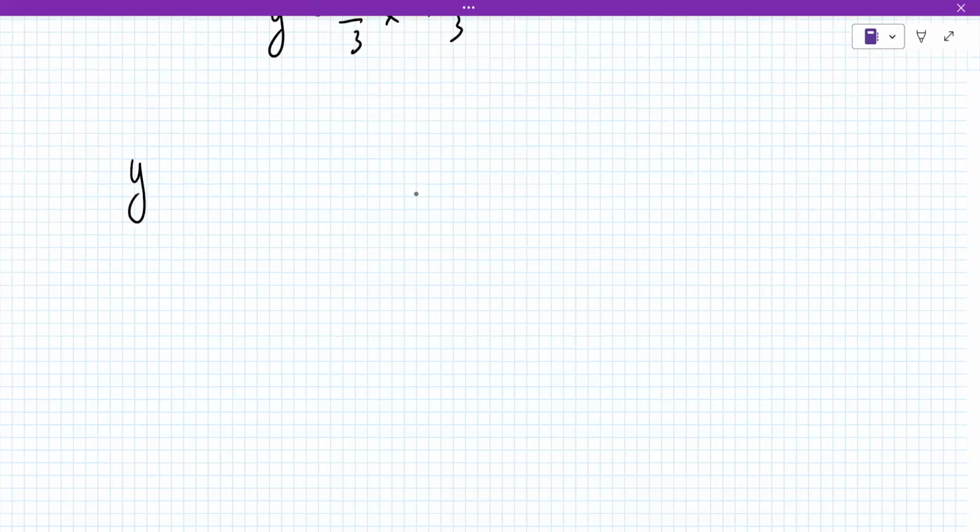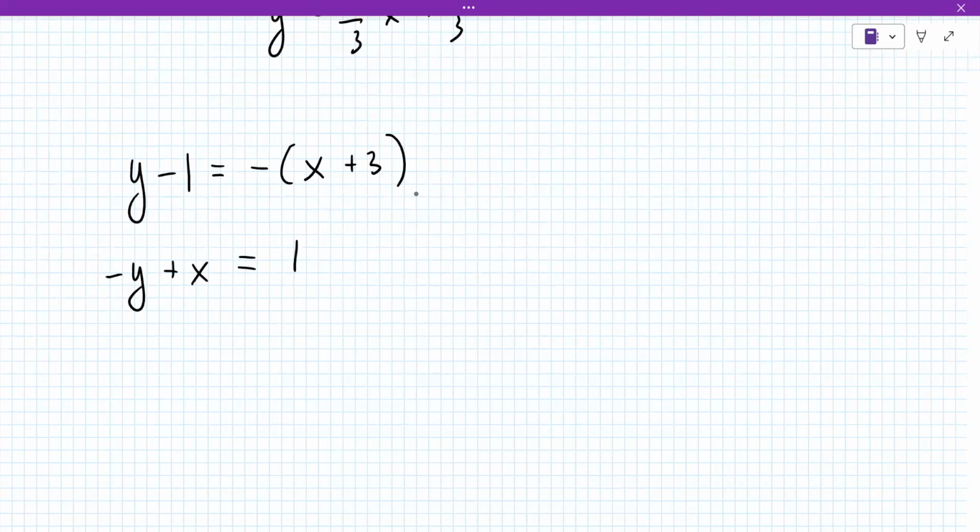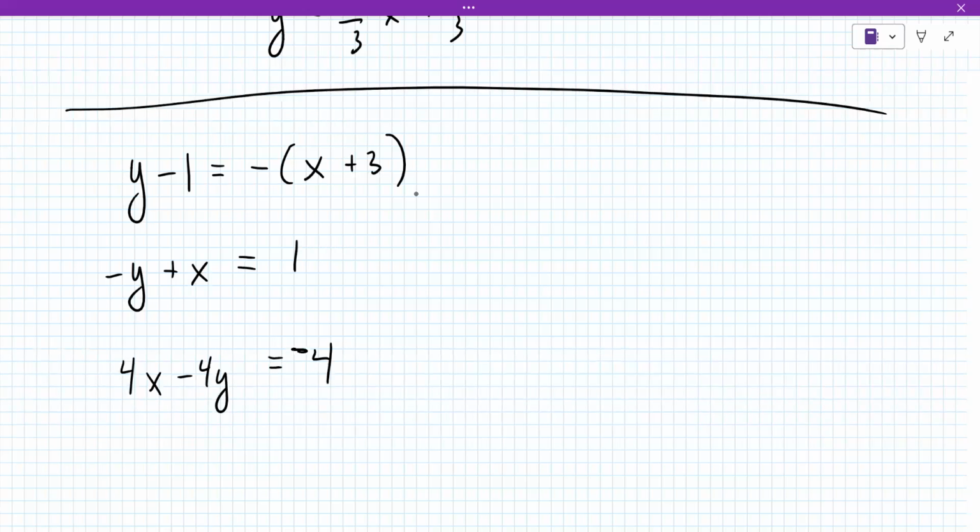So let me give you y minus 1 equals negative x plus 3, minus y plus x equals 1, and 4x minus 4y equals 4. So I want you to find the slope of each of these, but you do have to solve them all for y.